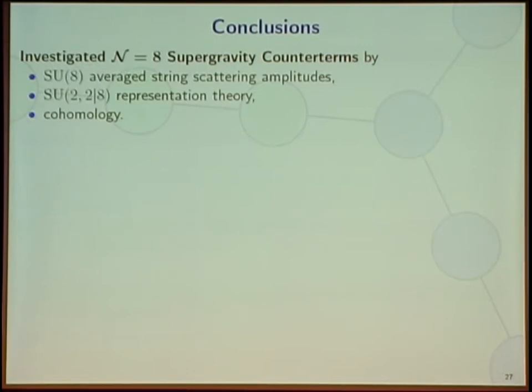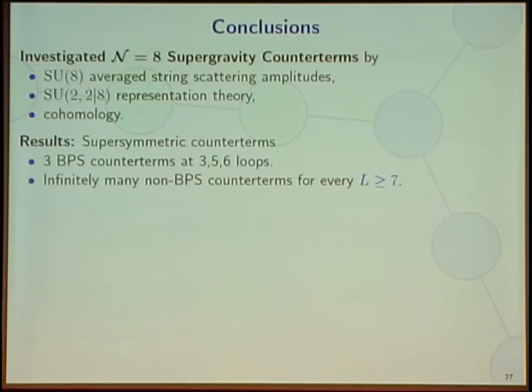So we've investigated N=4 and N=8 supergravity counterterms through SU(8)-averaged string scattering amplitudes, also using representation theory of SU(2,2|8). Well, that was mostly on the last three slides, and using cohomology of these representations. The results are as follows.